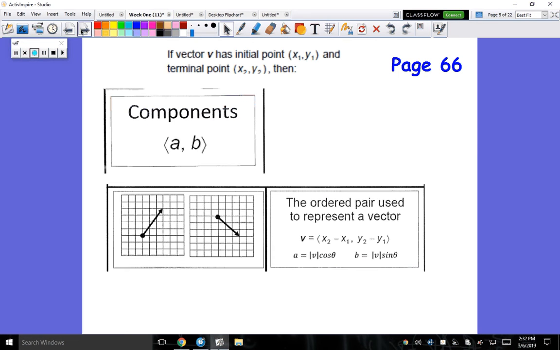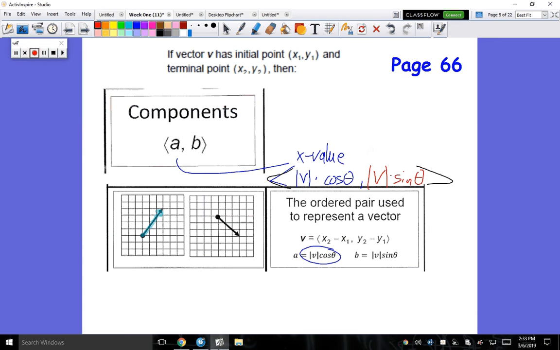For instance, these are called components. So looking at this first one right here, components are A and B. Okay? And the way you can get A, which is the x value, is simply by multiplying the magnitude times the cosine of theta. So this is huge right here. This x value can be obtained by multiplying these together. The y value can be obtained by doing the magnitude of the vector times the sine of the angle.